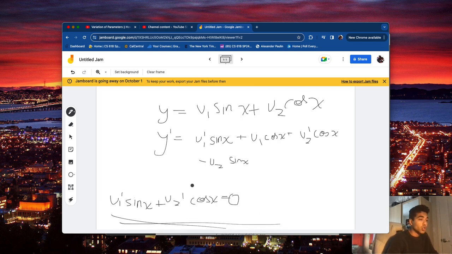this is true no matter what. So we take this constraint. Our expression is going to change because we have u1 dash sine x and u2 dash cos x, which together are equal to 0. So we can simplify it and write y dash as u1 cos x minus u2 sine x.